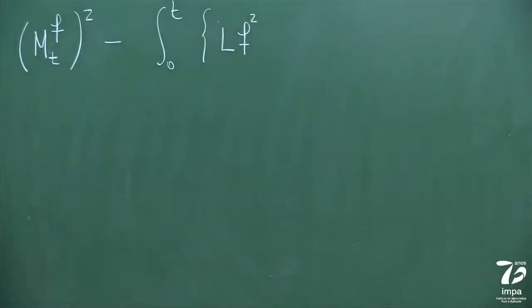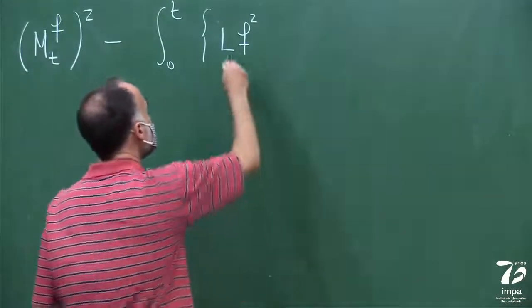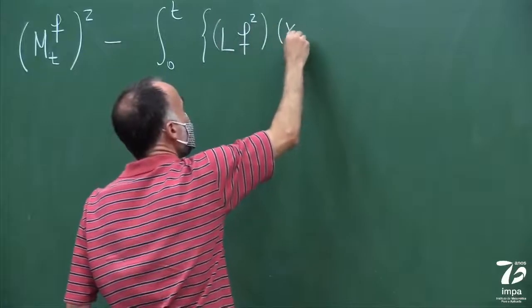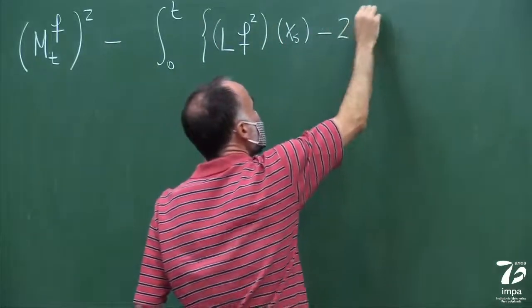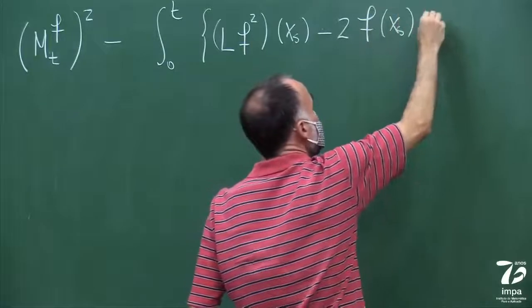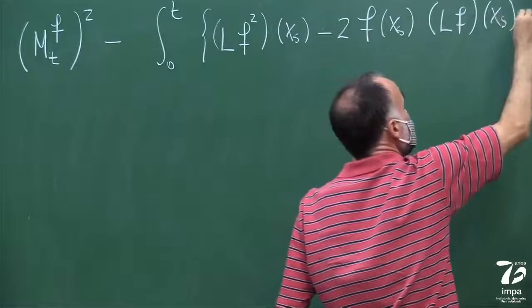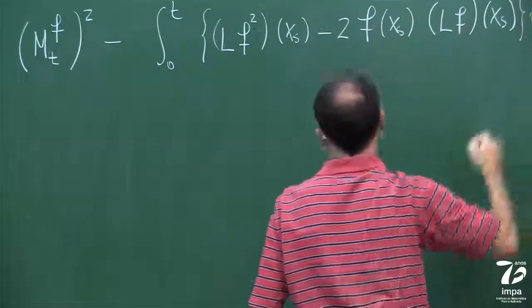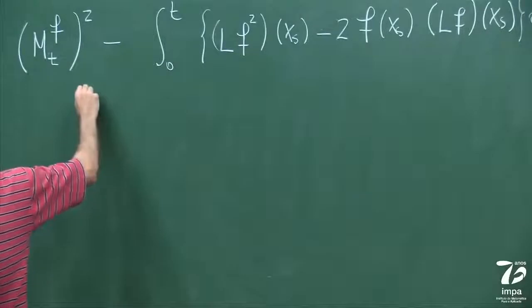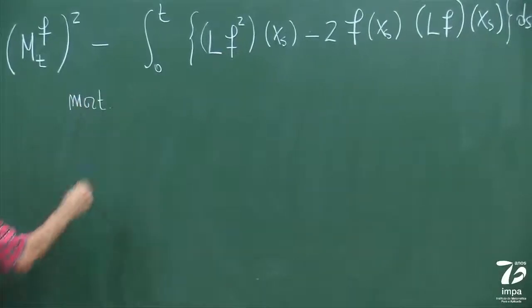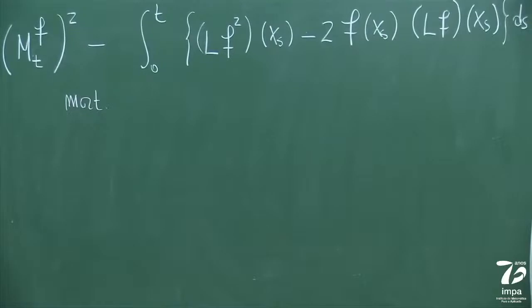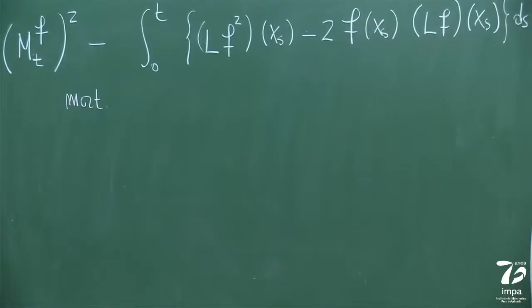So you take your function f, compute f squared. Now you apply L to f squared, minus 2 f(X_s) Lf(X_s), that this is a martingale. All right? So let's prove that.